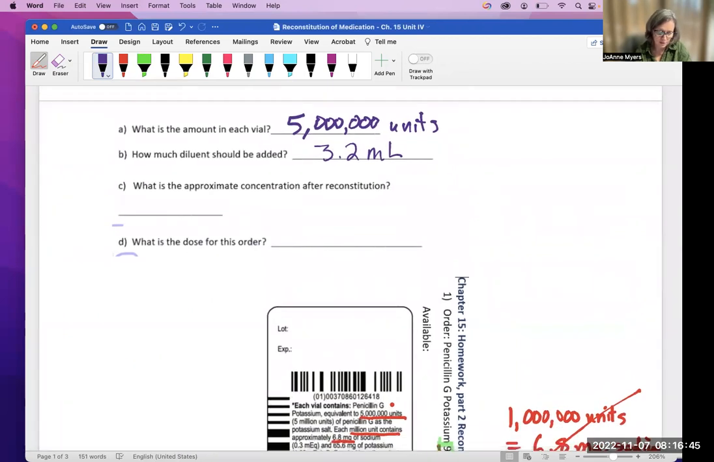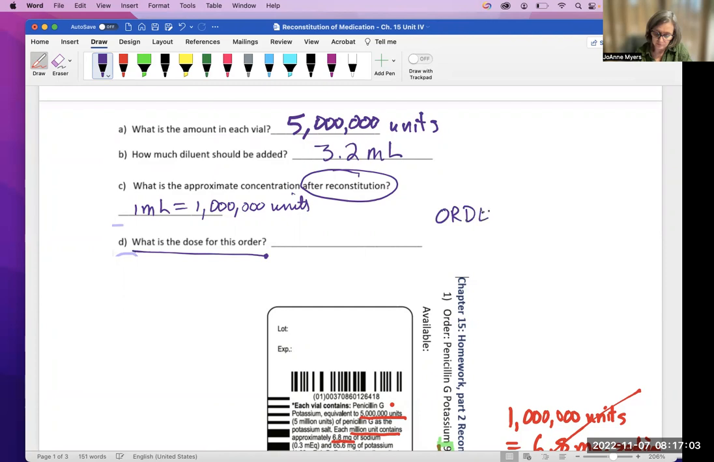What's the appropriate concentration after reconstitution? My 1 milliliter will give me 1 million units. So now, what's the dose for this order? The order is not on the package insert. The order is our 950,000 units.